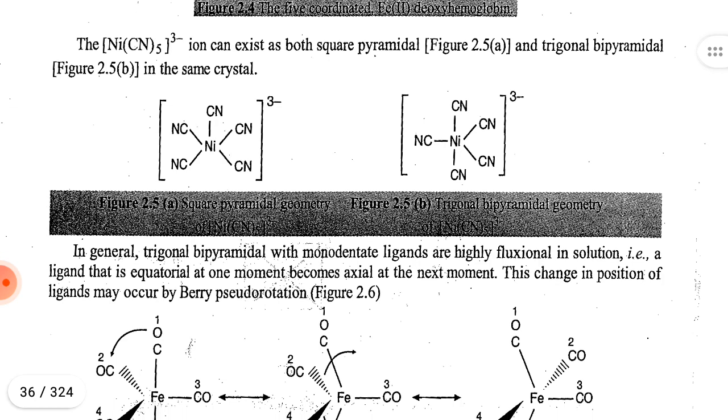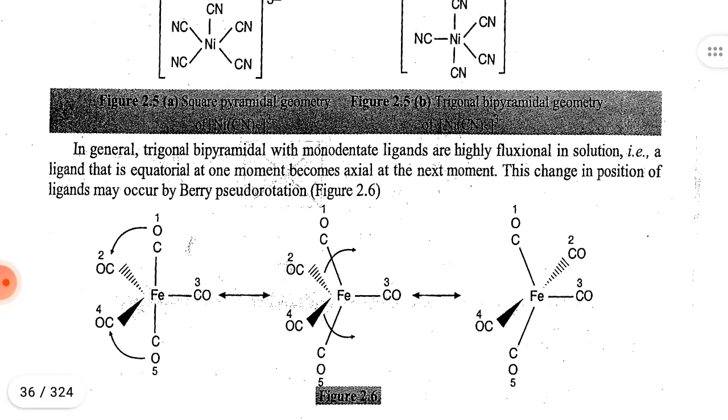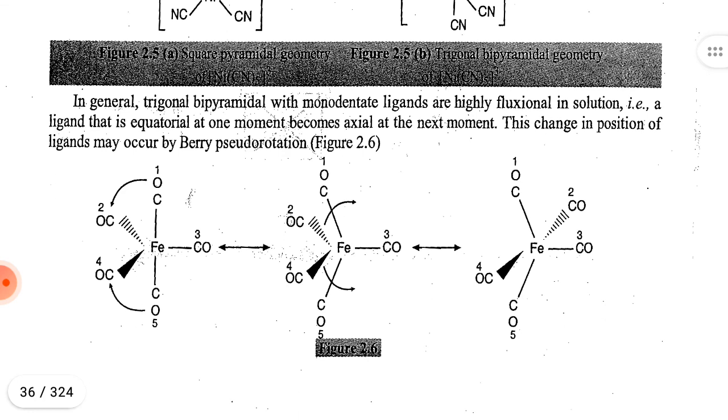Square pyramidal geometry, trigonal bipyramidal geometry. In general, trigonal bipyramidal complexes with monodentate ligands are highly fluxional in solution. That is, a ligand that is equatorial at one moment becomes axial at the next moment. This change in positions of ligands may occur by Berry pseudo rotations.